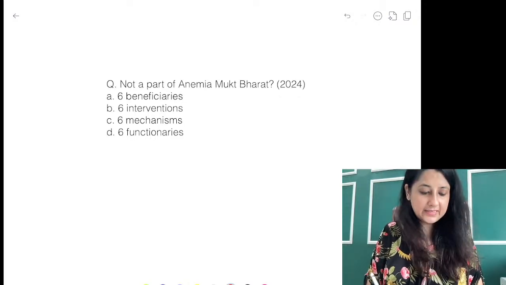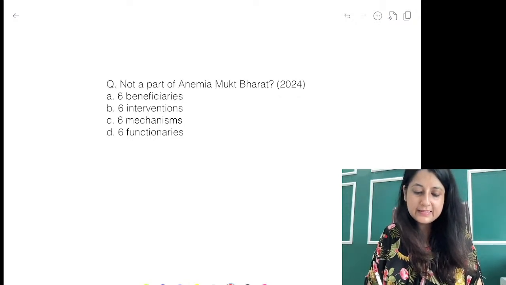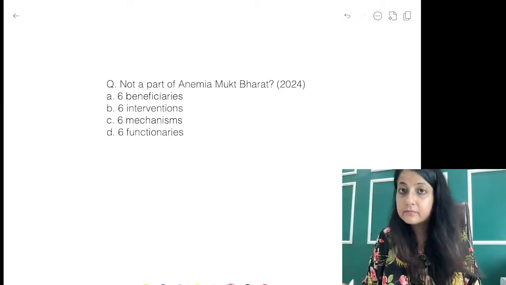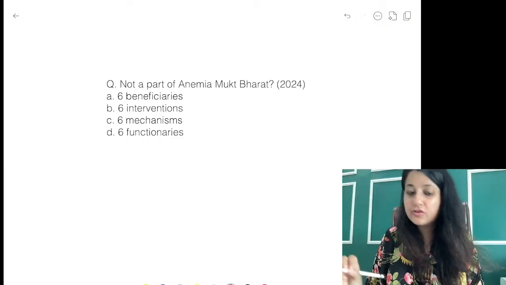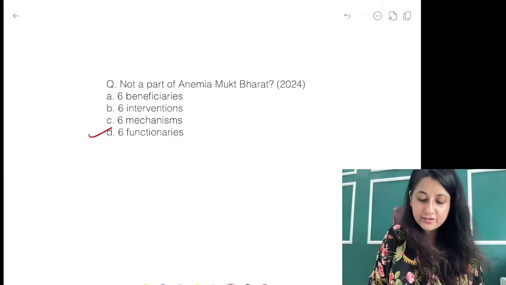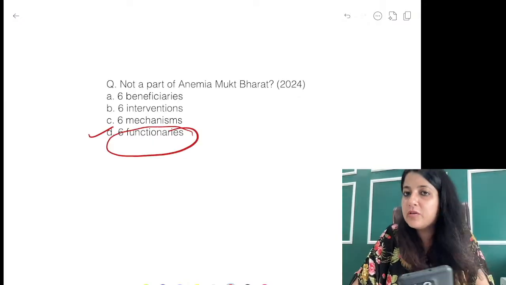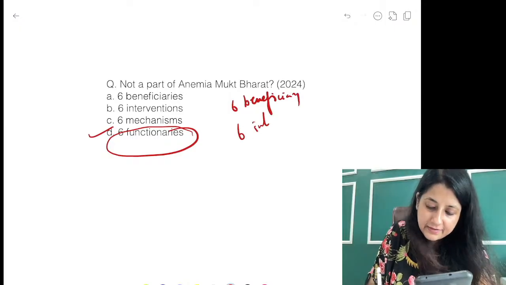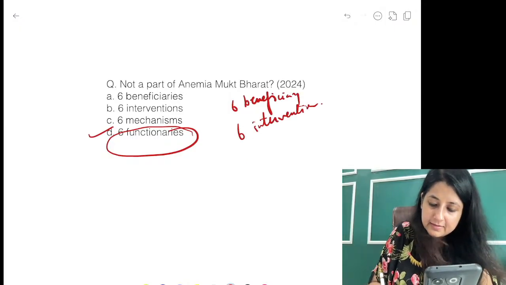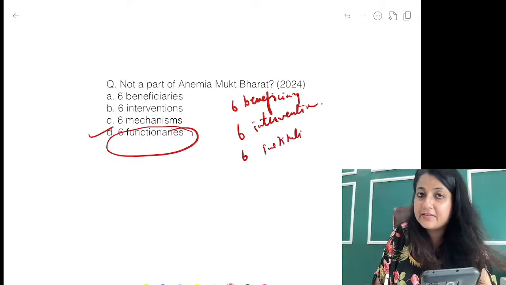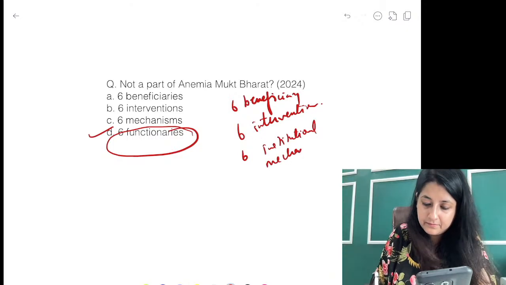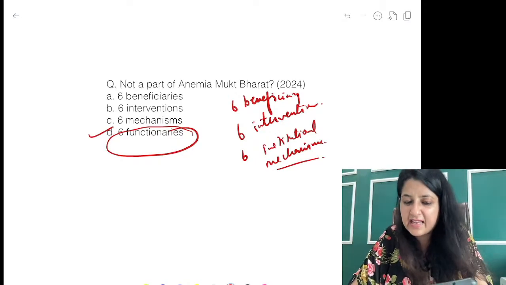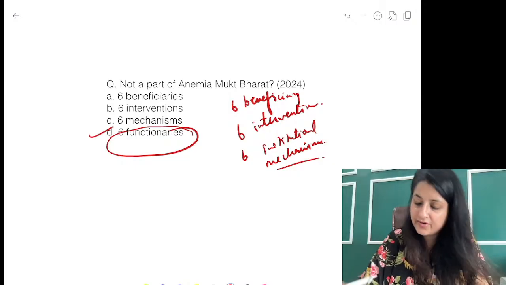6 into 6 into 6 strategy. So 6 beneficiaries, 6 interventions. मैंने अभी बोला था 6 institutional mechanisms, 6 functionaries नहीं होता है. Why is there so much of confusion, guys? 6 beneficiaries, 6 interventions, 6 institutional mechanisms. Functionaries कुछ नहीं है, 6 ministries नहीं है. Those are some mechanisms that we don't have to really go into too much of detail.